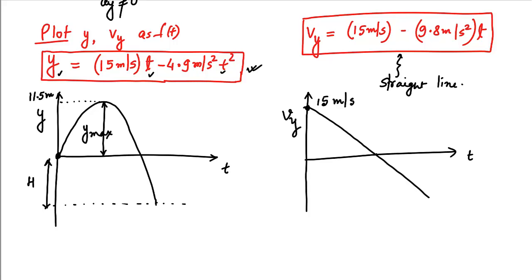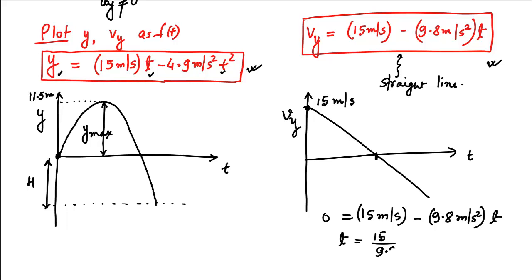Basically you can find this time. What is this time? At this point of time Vy is equal to 0. So if you plug in Vy equal to 0 in this expression, you can find the time. So 0 is equal to 15 meter per second minus 9.8 meter per second square multiplied by time. From there you can calculate the time, that is 15 divided by 9.8 second. So this time is nothing but t naught. Let's call t naught equal to 15 divided by 9.8 second, and that is equal to 1.53 second.